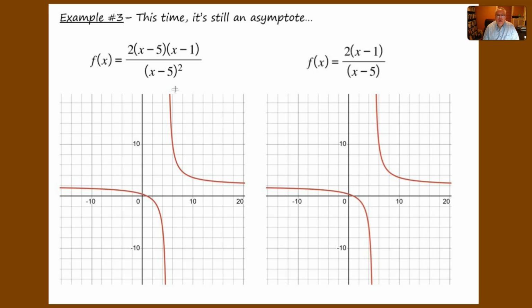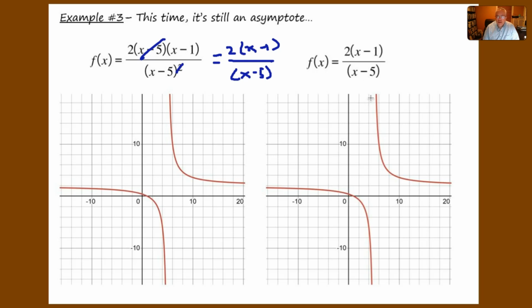All right. This one's a little bit different. We can cancel a factor of x minus 5. We can divide the numerator by that and one of those here, and we end up with 2 times x minus 1 over x minus 5, which is what I have here. This time, a factor of the repeated factor remains in the denominator. And it turns out these graphs are the same. There's no hole this time.